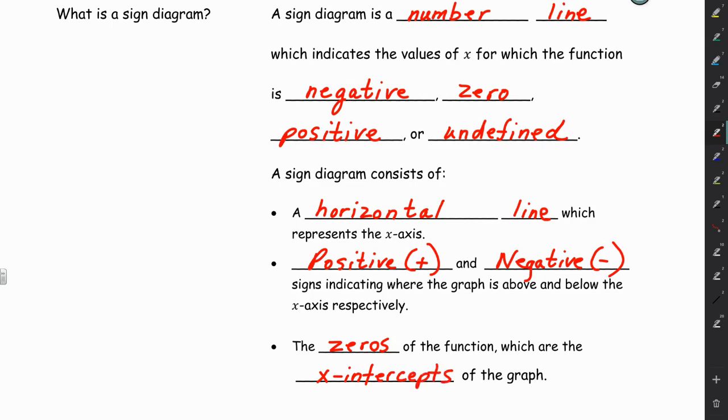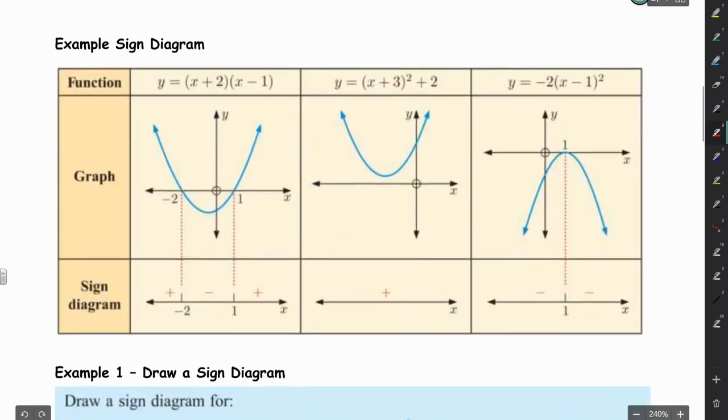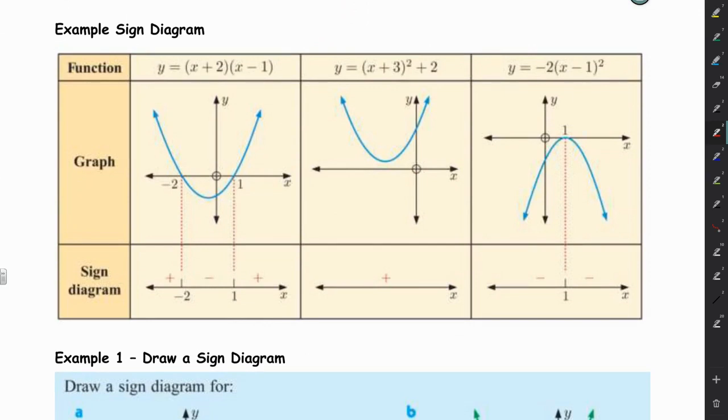Okay, so those are all the definitions. Let's look at some examples. So first of all, I have an example of some sign diagrams here. So we have the function, we have the graph, and then we have the sign diagram. It's just demonstrating what's happening. So for the first function, we have zeros at -2 and 1, and so that's what's going to be marked on the sign diagram. And all we need to know is where's the graph above the x-axis? We're going to say that that's positive. And where's the graph below the x-axis? We're going to show that as negative, and again, positive, positive.